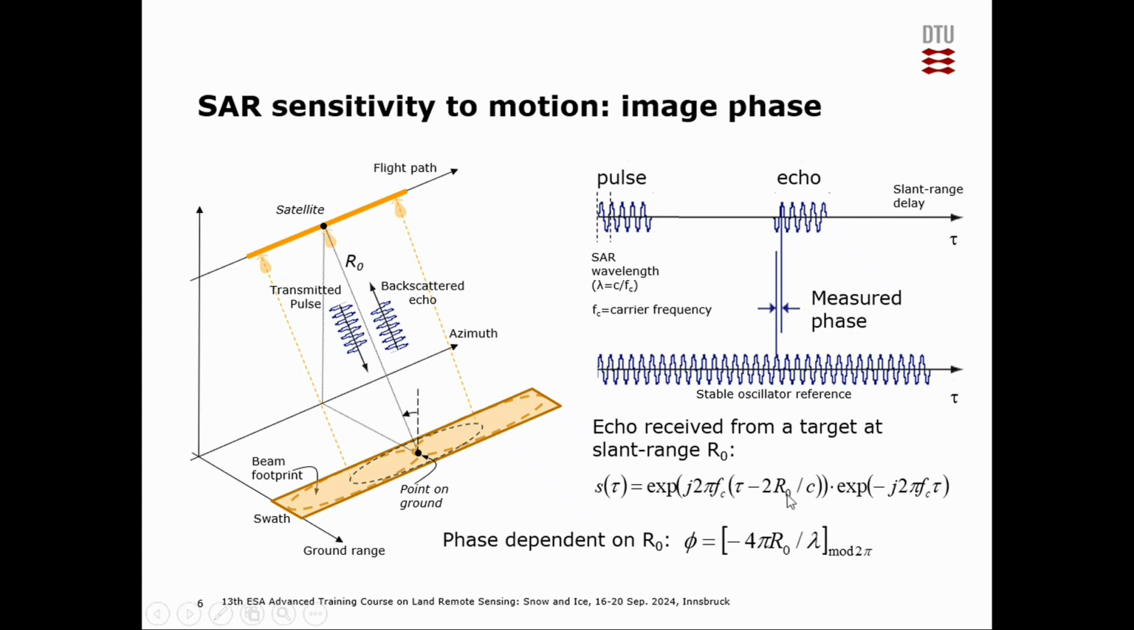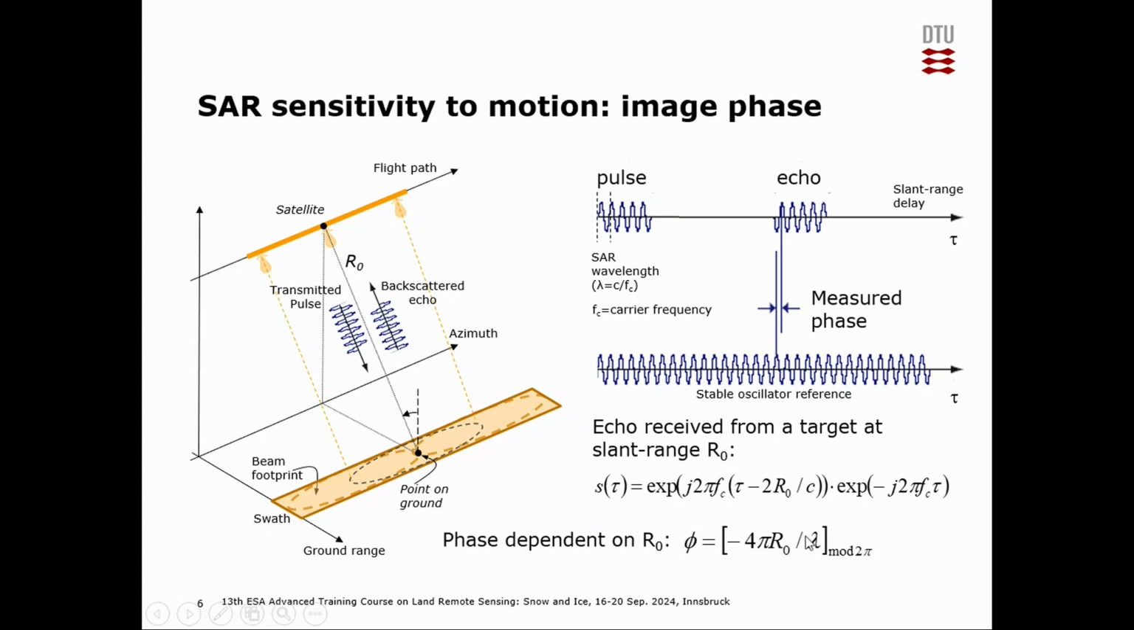And this delay is, under many simplifications, proportional to the distance, the so-called slant range between the satellite and the point on ground. So if we can measure the phase, we have something proportional to the distance. So we have some position information in this. And here the lambda is the radar wavelength.